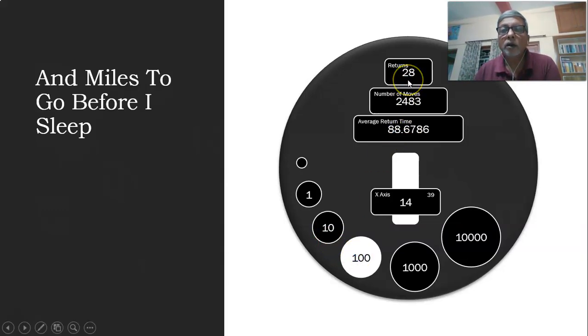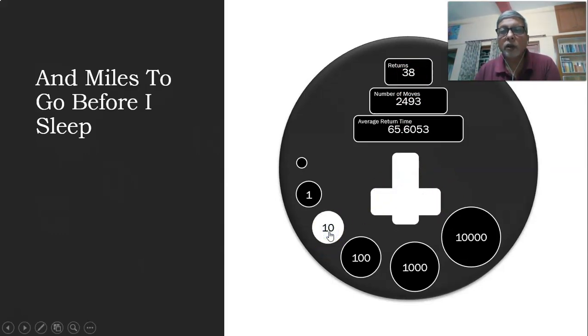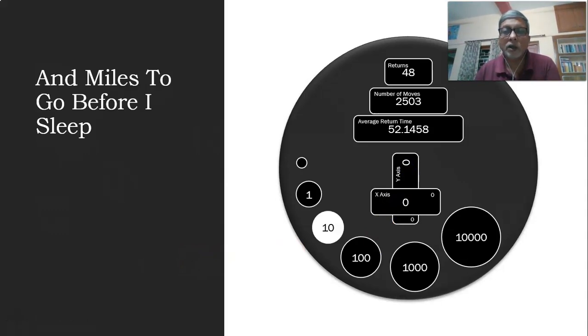See, when I put the y-axis value to 0, so many returns have happened. 28. But if I freeze both of them to 0, then it doesn't move. It remains at 0. So it's a sort of display of two-dimensional and one-dimensional random walk.